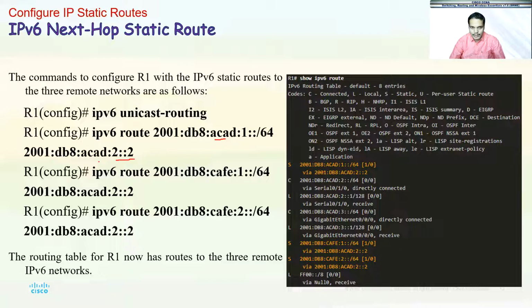This is my next hop's IPv6 address, which is nothing but the IPv6 interface address of your R2. Now the routing table gets updated once I do this, because I set three static routes for 3 different networks. The same is being reflected in my routing table also. You can see here 1, 2, and 3. So 3 remote networks, 3 static routes, 3 of the entries in the routing table. Okay, this is how you do it.